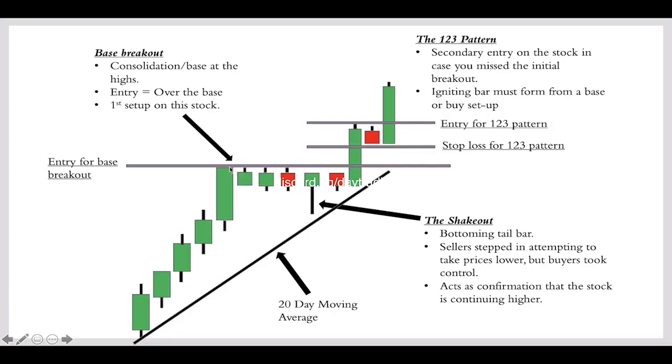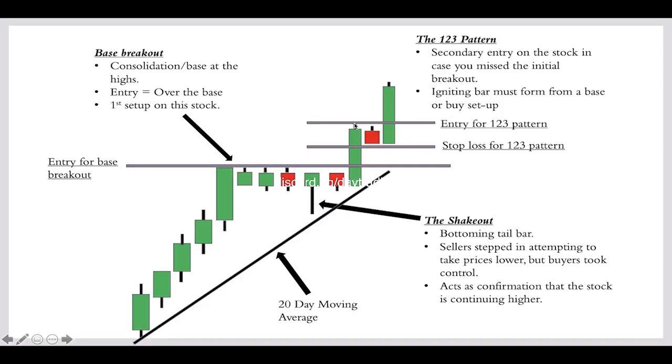You weren't able to take advantage of the entry for the base breakout. Maybe you weren't really confident that this stock or crypto was actually bullish, and you wanted to wait for the next setup. Maybe that's what happened, or maybe you just missed it. You didn't see it. But the 1, 2, 3 pattern then gives us an option to get into the stock or crypto after the breakout, right?